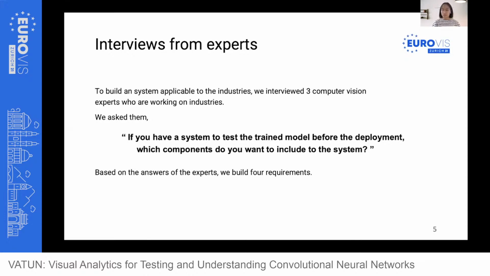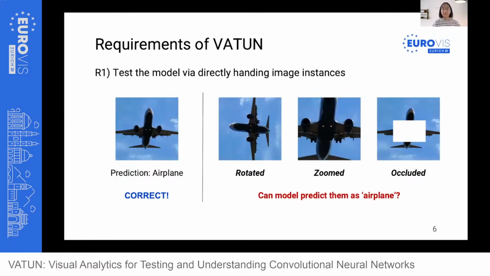Based on the answers from the experts, we build 4 requirements for our system. First, all experts consent to the need of testing data, which can be directly handled in the system, and test the model with the changed images. Experts want to manipulate images and see whether the model prediction score changes according to the augmented image.